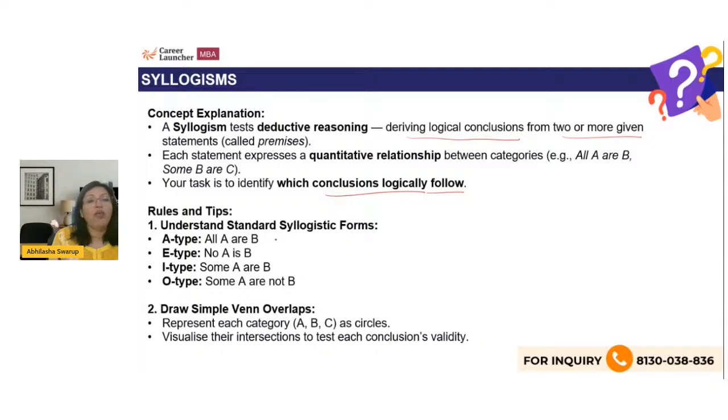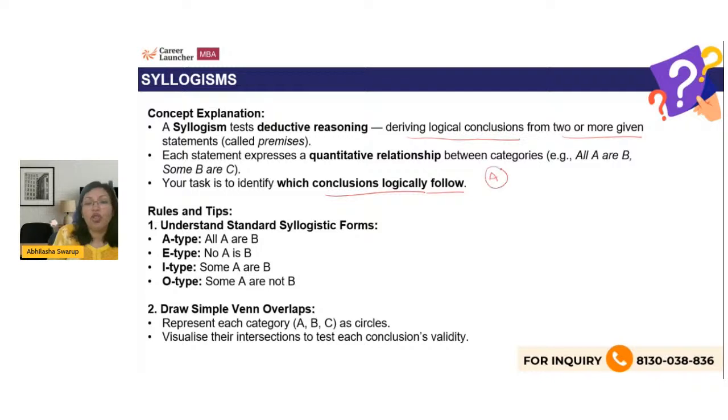So you have the A type, which is all A are B. You have the E type, which is no A is B. You have the I type, which is some A are B. And you have the O type, some A are not B. Then you know how to draw simple Venn diagrams and visualize them. So here is the A type.